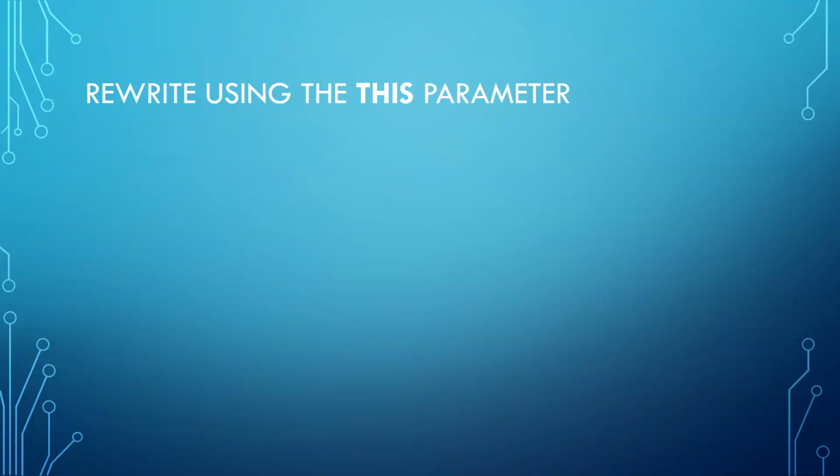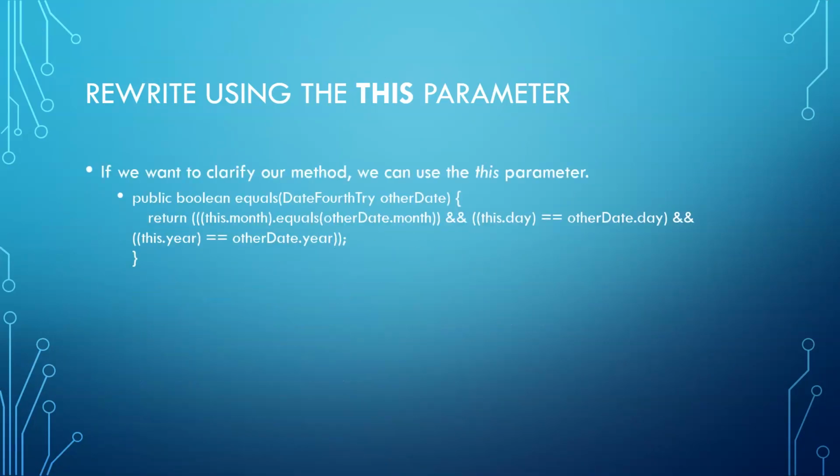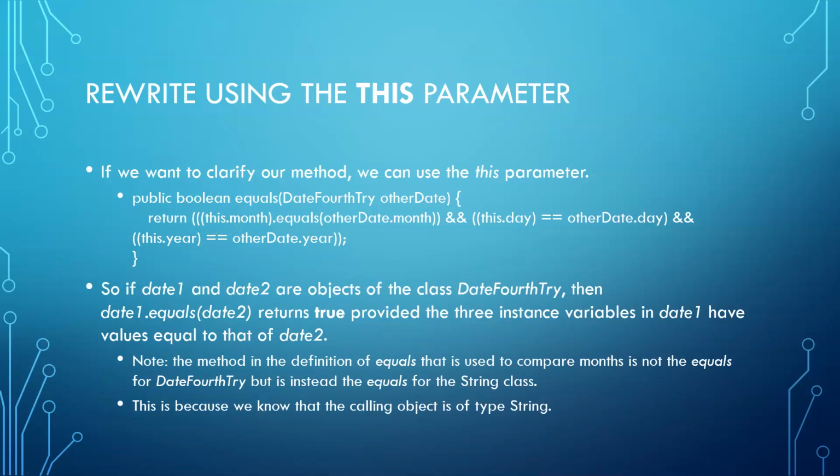All right. You can also rewrite using the this parameter. If we want to clarify our method, we can use the this parameter. So public boolean equals(Date4Try otherDate), return this.month.equals(otherDate.month) and this.day equals otherDate.day and this.year equals otherDate.year. All right. Just in case you're confused about which one we're talking about, the this, remember, refers to the calling object's instance variable. So if date1 and date2 are objects of the class Date4Try, then date1.equals(date2) returns true, provided the three instance variables in date1 have values equal to that of date2.